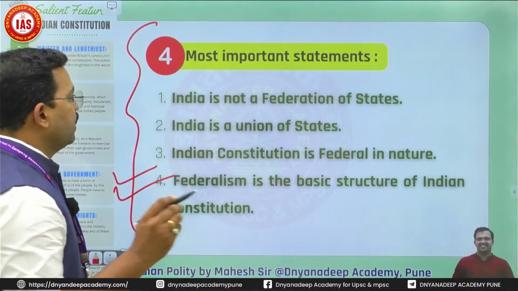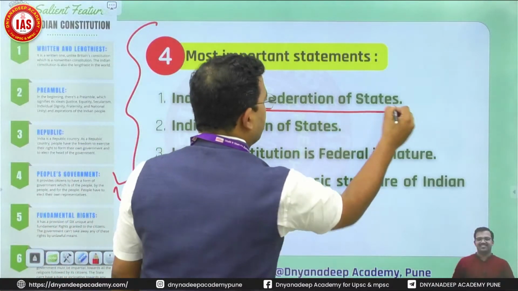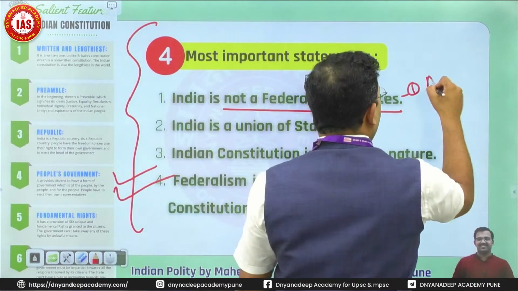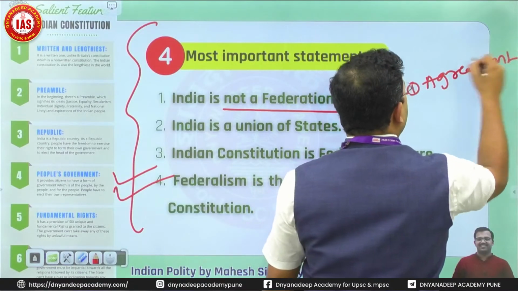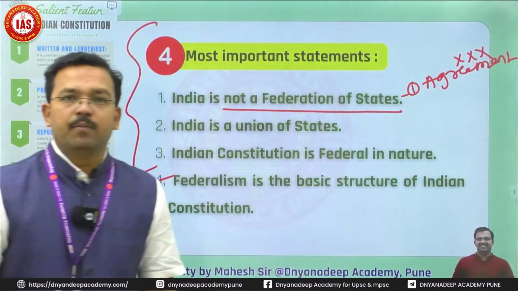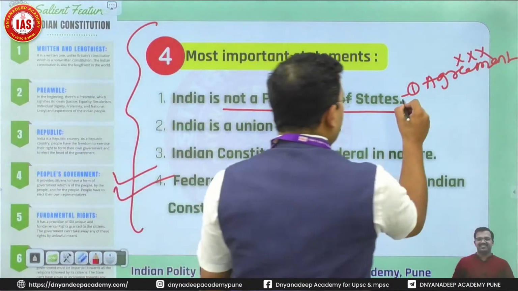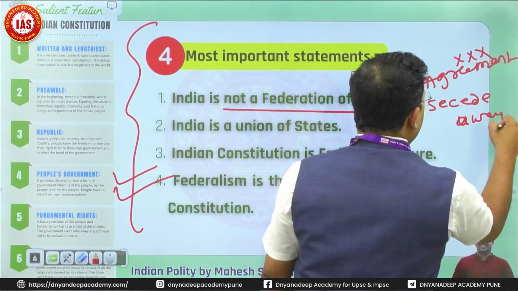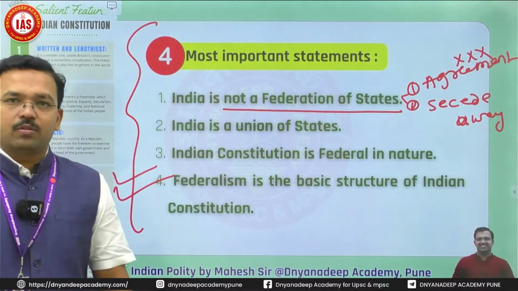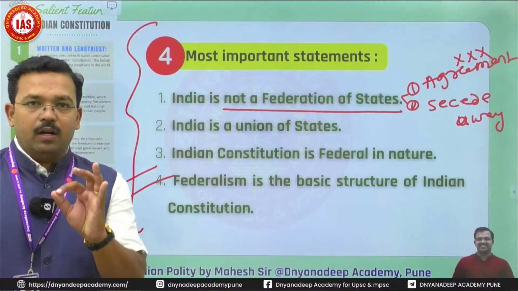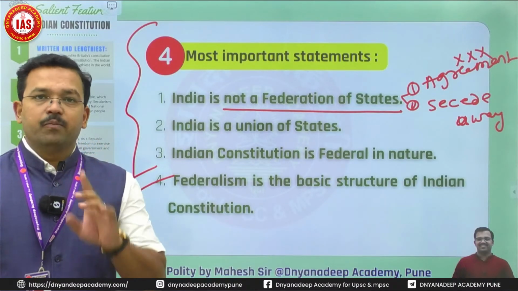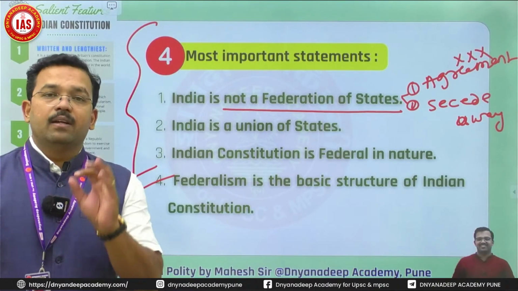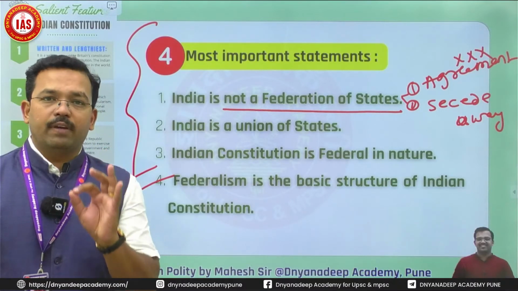So, four important statements. India is not a federation of states. Why is India not a federation of states? First, India is not formed out of any agreement between these states, right? That's why India is not a federation of states. Second, no state has the right to secede from the Indian Union. No state can move away from the Indian Union. So these are the two most important reasons.